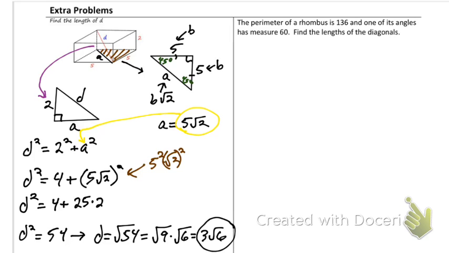Just remember, when you have this problem, you have to draw that bottom shadow. You have to know how to do that.